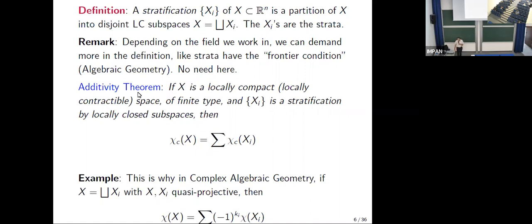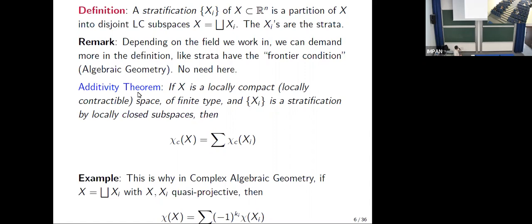And the additivity theorem for the Euler characteristic with compact supports is the one I have on the board, which tells you that if the space that you start with is locally compact, and is itself stratified, decomposed into a disjoint union of strata X_i, all of which are locally compact, then the Euler characteristic with compact support is additive.